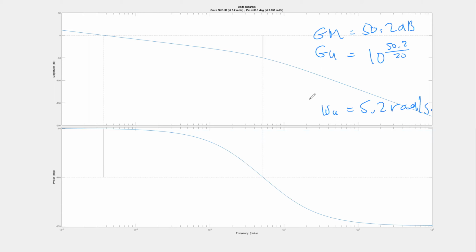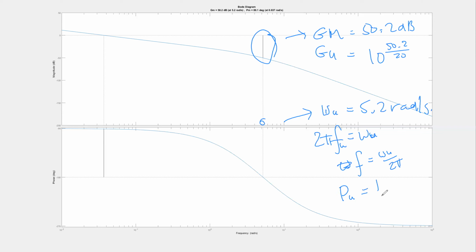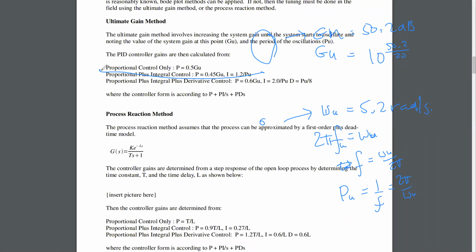And our PU, our period of oscillations, well, this gain margin here happens at this frequency, right? And we know that 2 pi fu is omega u. So the frequency is going to be omega u divided by 2 pi, and the period is going to be 1 over the frequency, which will be 2 pi over omega u. So we can find these values. And then once we have found these values, we will sub them back into these formulas here.